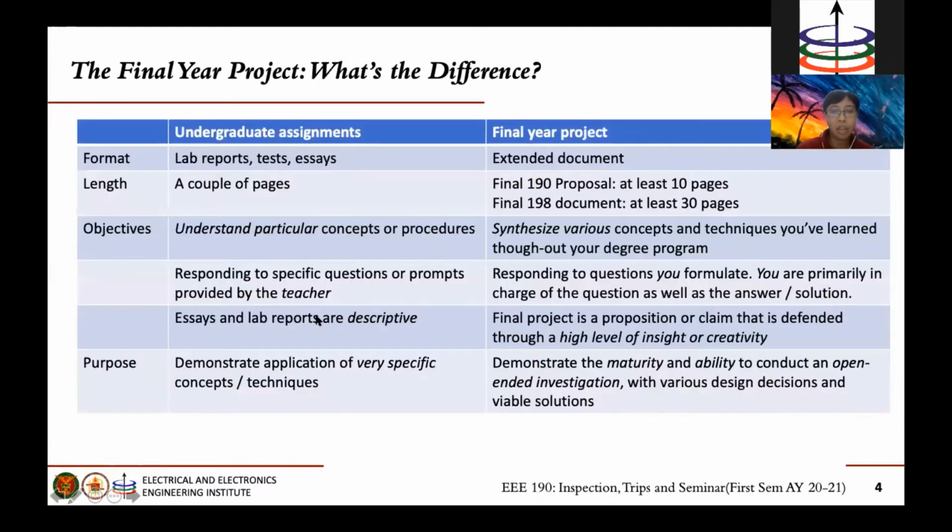Ayan. Okay. So the final year project, just to put it in context, I think you already know that there's a difference between the final year project and the typical assignments that you had during your 4-year stay in the university. So the format is very different. The length is also obviously very different. I doubt that you've had to write more than 6 pages of a lab report in such a structured way before. For a 190 proposal, if you're just a single person, that's typically at least 10 pages. If there's more of you in the group, we expect it to be longer. That 198 document definitely will also be longer as well.